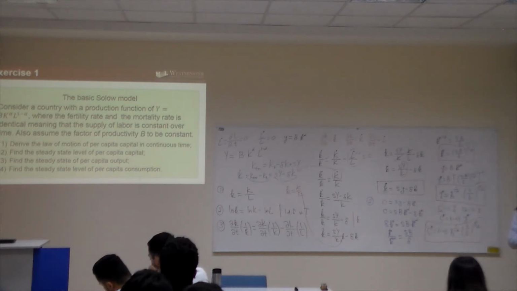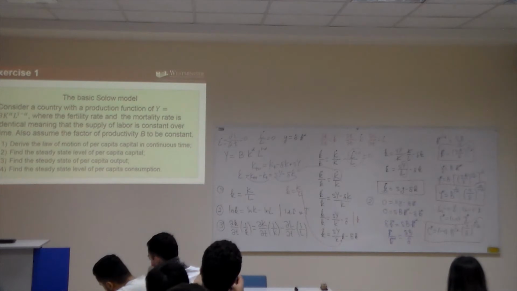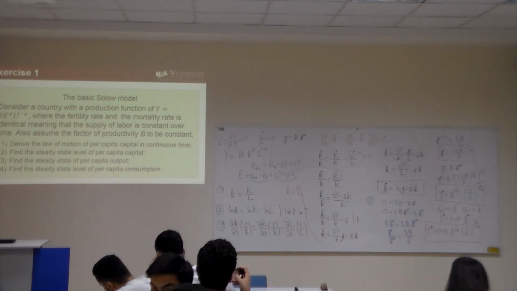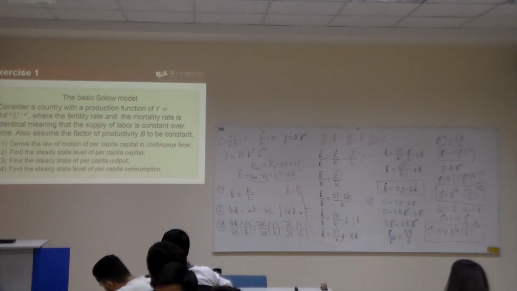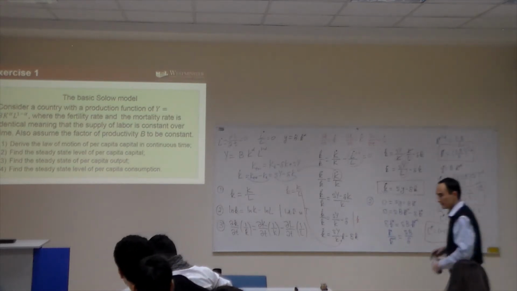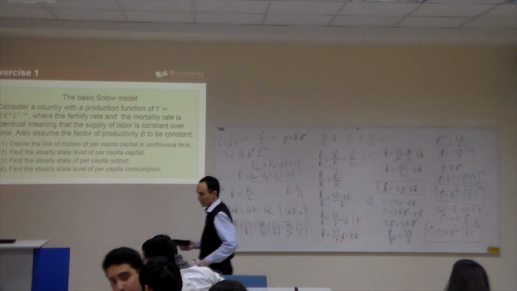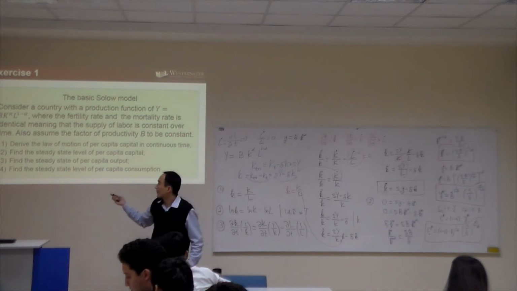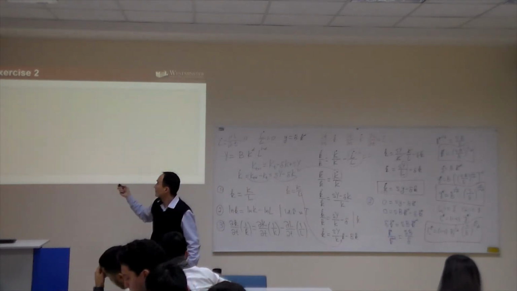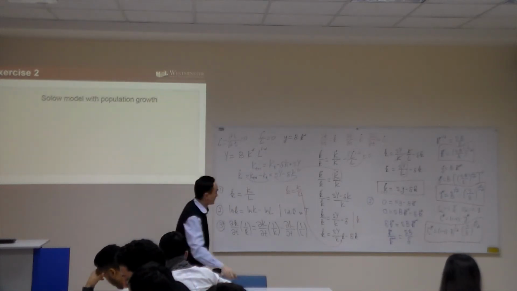So now we solve the first exercise, we derive everything. It is the case where we consider there is no population growth. Okay? There is no population growth. So now I'm going to erase it and we will do exercise 2.